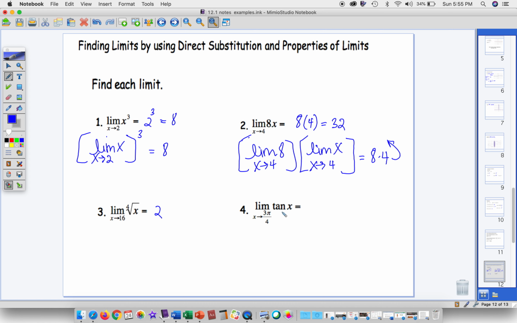Now, the tangent function. We know the tangent function does have areas of discontinuity, but at 3 pi over 4, it's okay, right? It's continuous. So we can take the limit of the tangent of x as x approaches 3 pi over 4, and the tangent of 3 pi over 4 is -1.